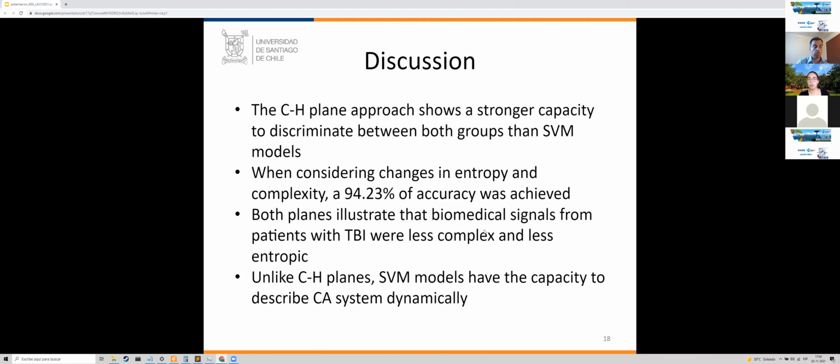Okay, so about the discussion, as I just mentioned, the complexity entropy plane approach shows a stronger capacity to discriminate between both groups than the model's support vector machines. Very important to note that both planes illustrate that biomedical signals from patients with TBI were less complex and less entropic. This probably could point to a simplification of hemodynamics after a head injury.